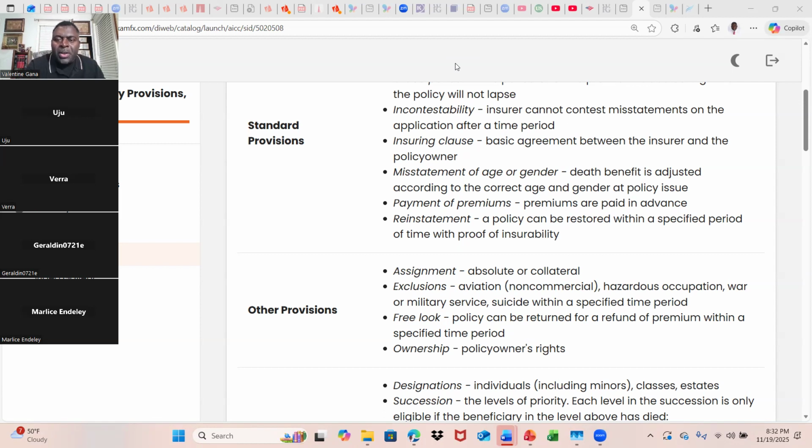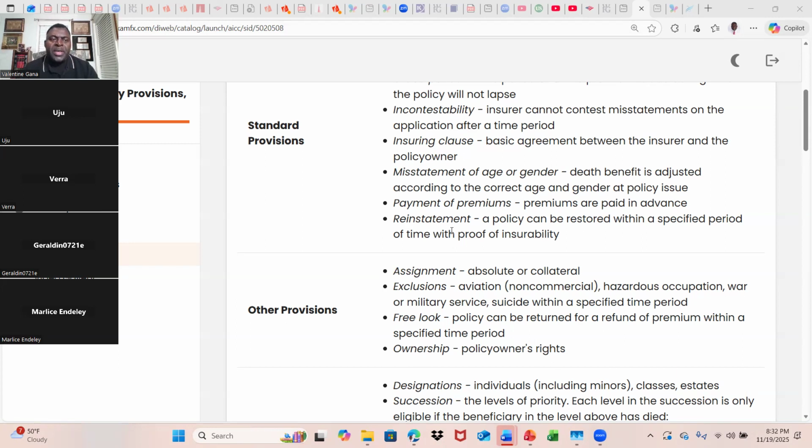Insuring clause is just the basic agreement between the insurer and the policyholder. There are other elements of the insuring clause that we will find out, but that's what the insuring clause is all about. Misstatement of age or gender, we just talked about that. The death benefit is adjusted. Payment of premiums, premiums are paid in advance.